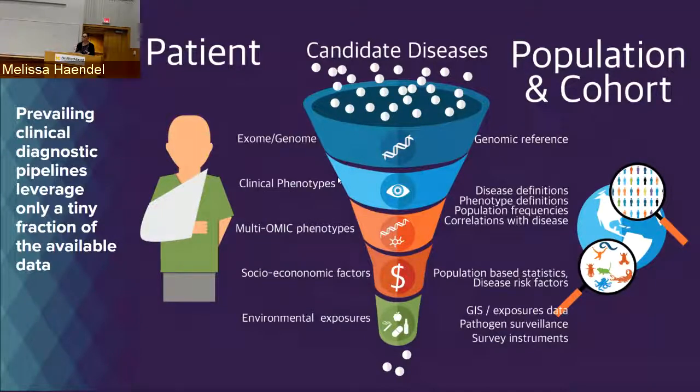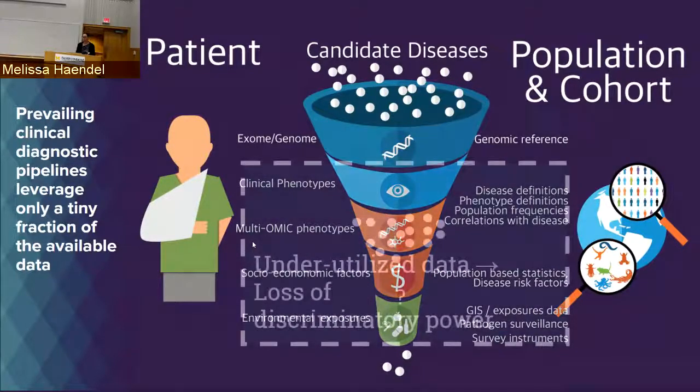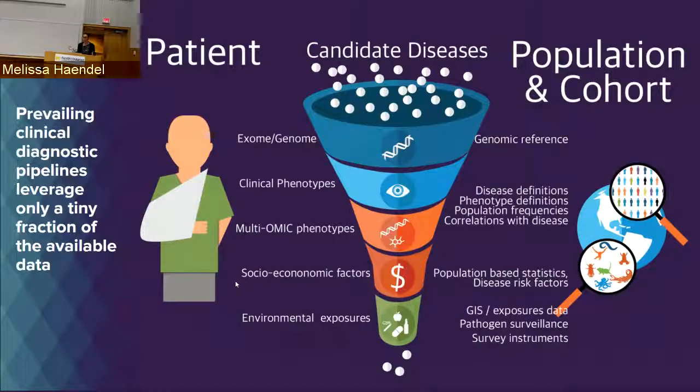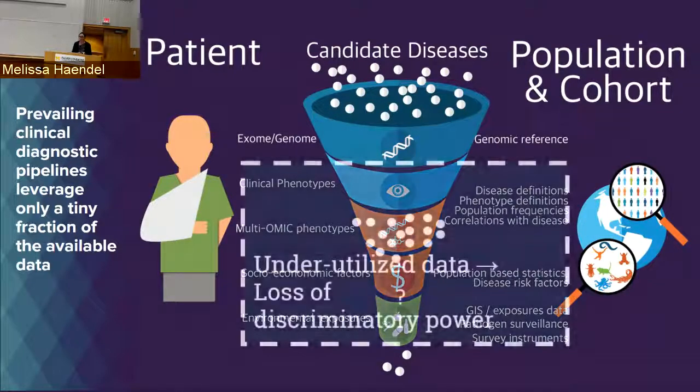Clinical phenotypes, which is the main focus of this talk, but many other types of information about the patient, such as various kinds of omics technologies, socioeconomic factors, environmental exposure data, both from personal devices as well as environmental monitoring, and the reference population level cohorts that we might be able to compare against for these types of data. And so we really have a loss of discriminatory power when faced with a diagnostic pipeline that might result in 5,000 candidate variants for a given patient. That is way too many for a clinician to be able to sift through throughout the literature in order to determine what is the cause of that patient's rare genetic disease.